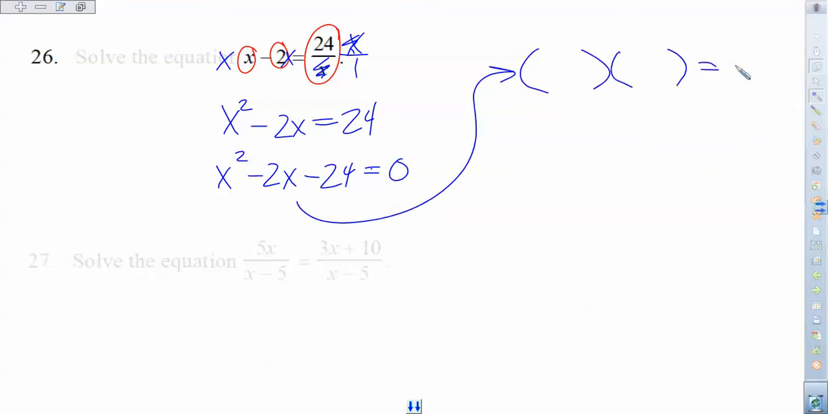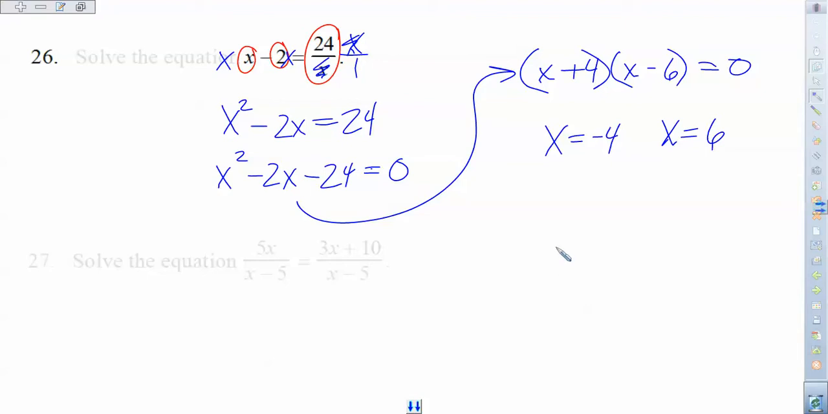Time to factor. So now we have x, and then x there, two numbers that multiply to give you negative 24 and add together to give you negative 2. I think we have to start ahead by 4 and then lose 6. Yeah, that's it. And so then we play the opposite game to find our solutions here. Negative 4, positive 6.